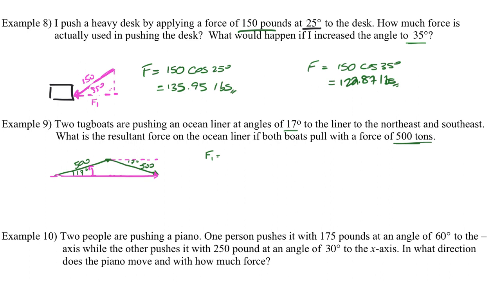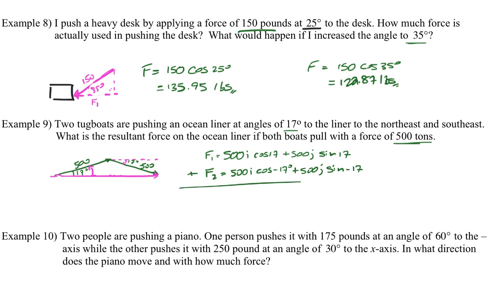So that means I have F1 equals 500 i cosine of 17 plus 500 j sine of 17. Now let's look at the angle for the next one. The angle again is with the x-axis, so it's that one down here. So I'm going to write F2 equals 500 i cosine of negative 17, because now I'm opening this angle clockwise, so negative 17, plus 500 j sine of negative 17.